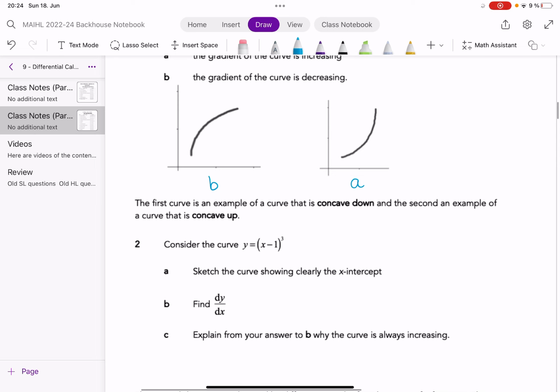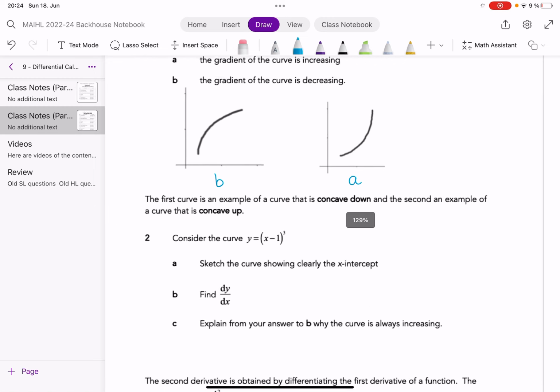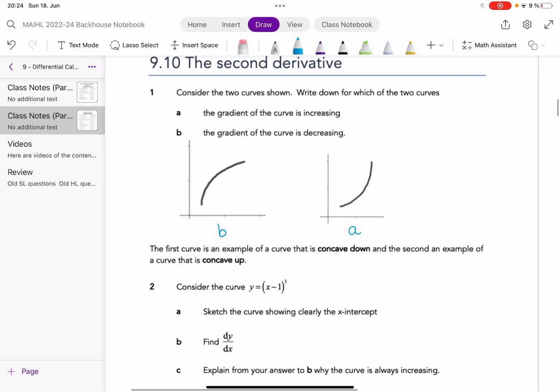The first curve is an example of a curve that is concave down. So that is where the gradient is decreasing. It's trying to curve downwards. And the second is a gradient which is concave up. If you trace your pen or pencil over those lines, you can kind of feel that with one you're moving in towards a downwards curve, and the other you're curving more upwards. And that's what a lot of this lesson is going to be about.